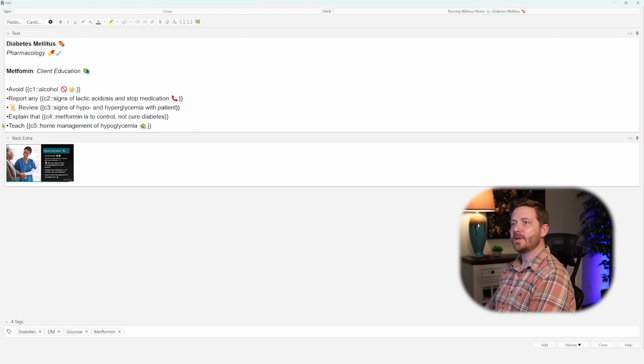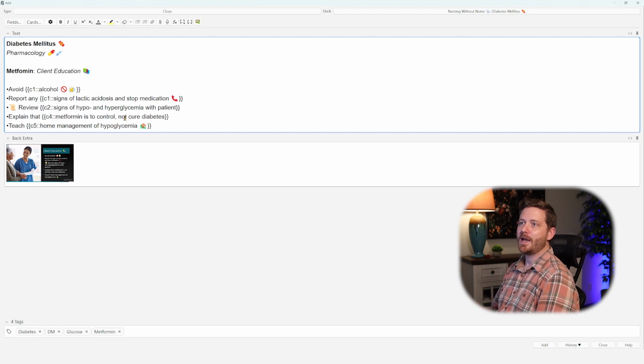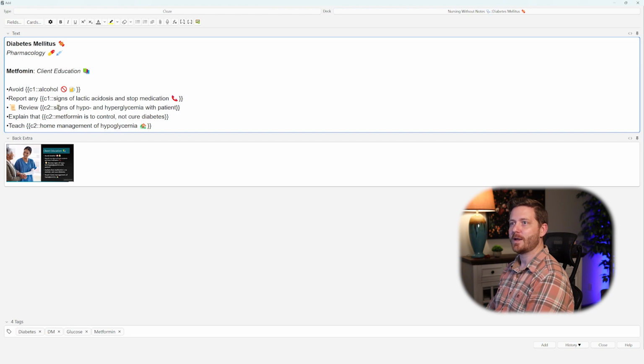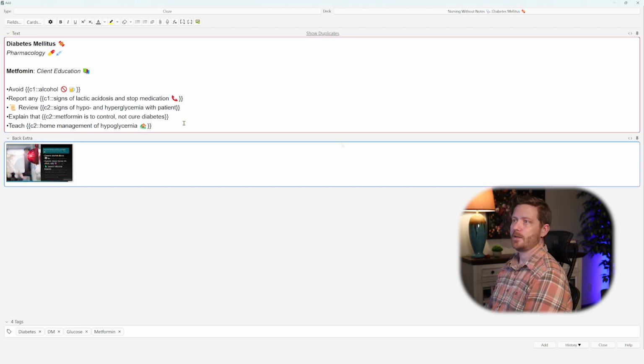Now looking at all 5 pieces of this information, I think I'm going to lump the avoid alcohol and the report signs of lactic acidosis together. We'll just make that one card. And then we'll just do the education over reviewing the symptoms of hypo and hyperglycemia, and then explaining that it's not a cure, and also that home management. We'll just make that all one as well. So we'll just make all this one card as well. So we'll have 2 nice cards over the client education for metformin.